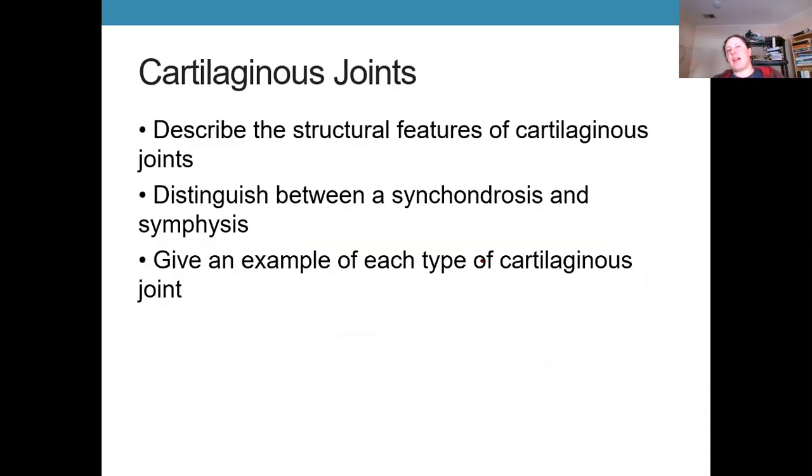So the second category by structure is the cartilaginous joints. So we're going to look at the features of those. There's only two types, so we'll talk about which one's which, and we'll look at examples again so that it's easier to remember.